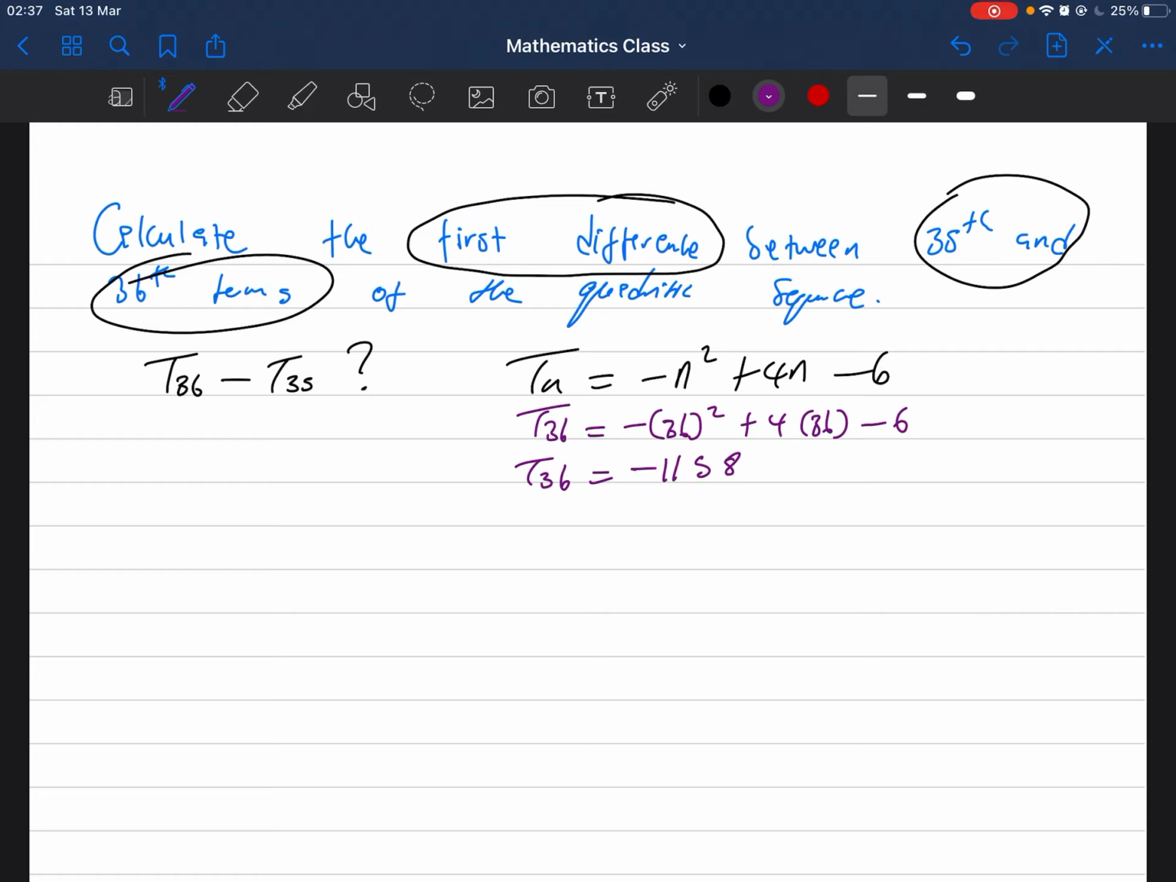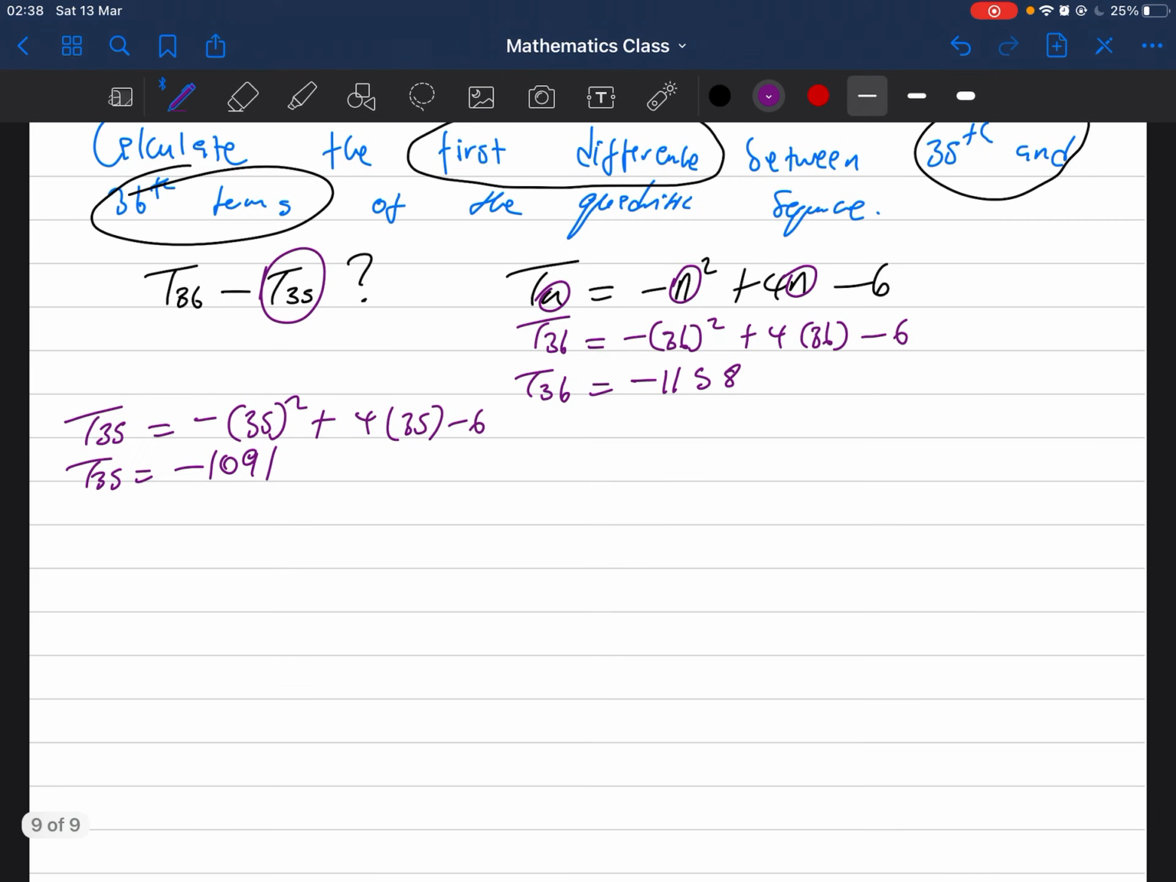That's fine. And then now let's calculate T35. So for T35, where there's n, you put 35 again. So it's going to be negative 35 squared plus 4 times 35 minus 6. You can just simply punch this in your calculator, and the answer that you're going to get is negative 1091.